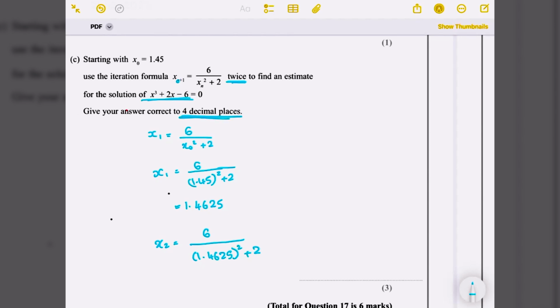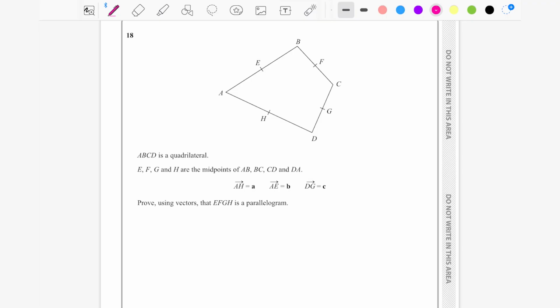So x2, 1.446. Let's look at this question. We have ABCD is a quadrilateral, four-sided shape, okay? E, F, G, and H are midpoints of AB, BC, CD, DA.